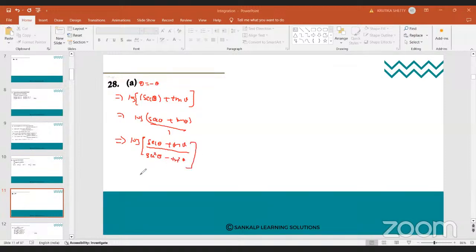Okay, and on simplifying again we get log of, see, positive and negative both values you will get. So again on simplifying you will get it in the form of 1 divided by sec theta minus tan theta. So we are just substituting and simplifying further. On simplifying it further, we get this as equal to minus log of sec theta minus tan theta.